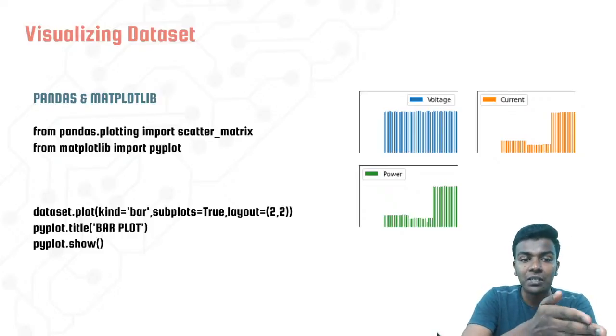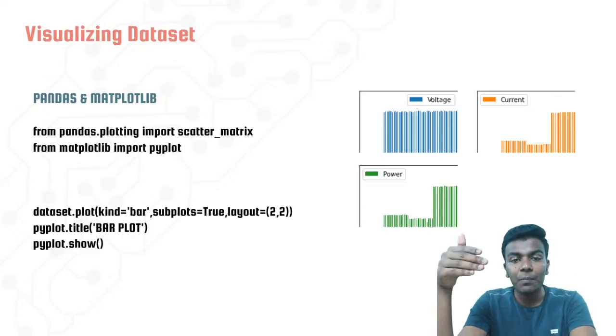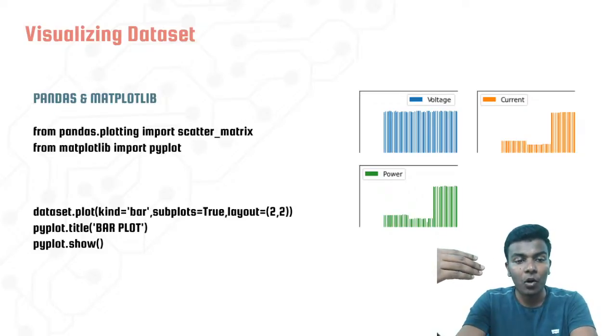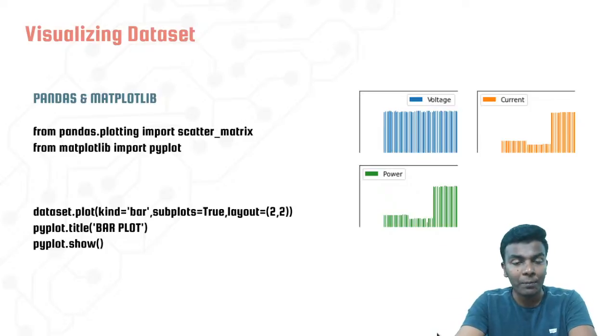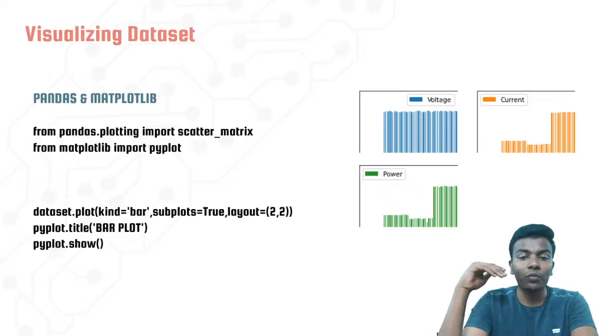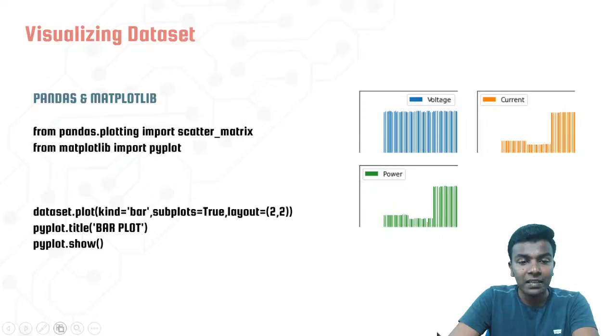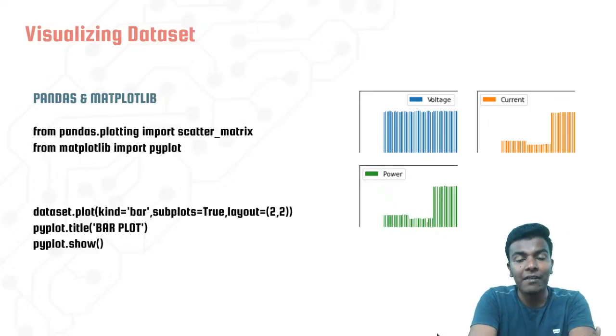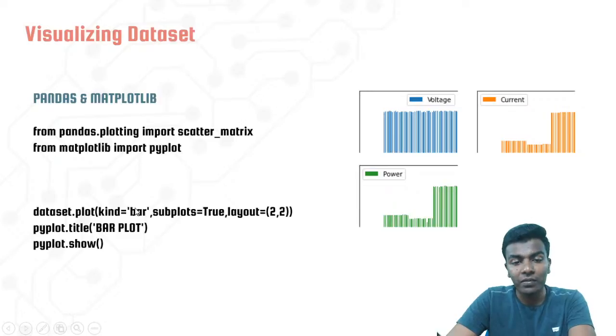So for example, first of all, from pandas.plotting import scatter_matrix, so we are going to use the scatter matrix plot, and then from matplotlib import pyplot. With the help of pyplot we are going to display the output. Here we need to specify what kind of graph it is, either a bar graph or pie graph or something else.